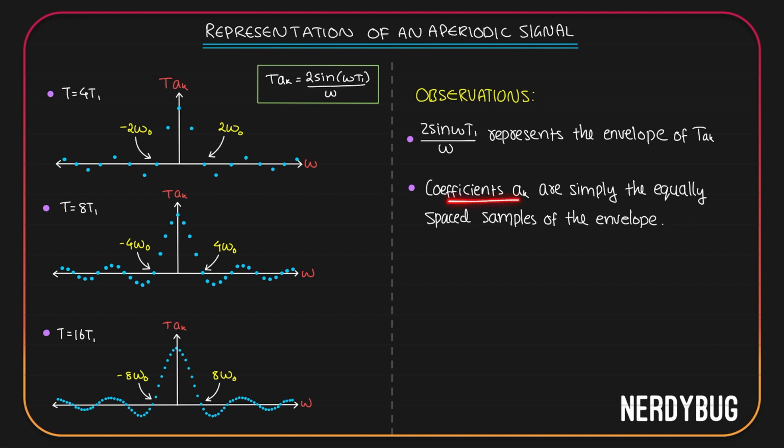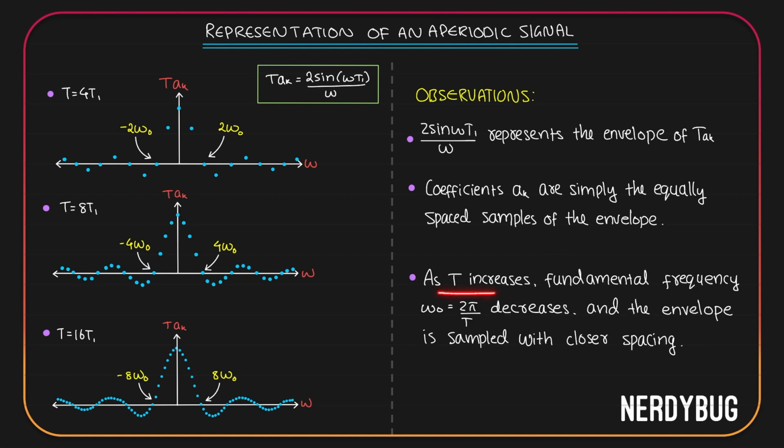Another thing we can observe is coefficients AK are simply the equally spaced samples of the envelope. Let us use this graph to understand it. The envelope is shown over here like this. And we can see the plot of AK is actually just the sample of the envelope at integer multiples of omega naught, so they are equally spaced.